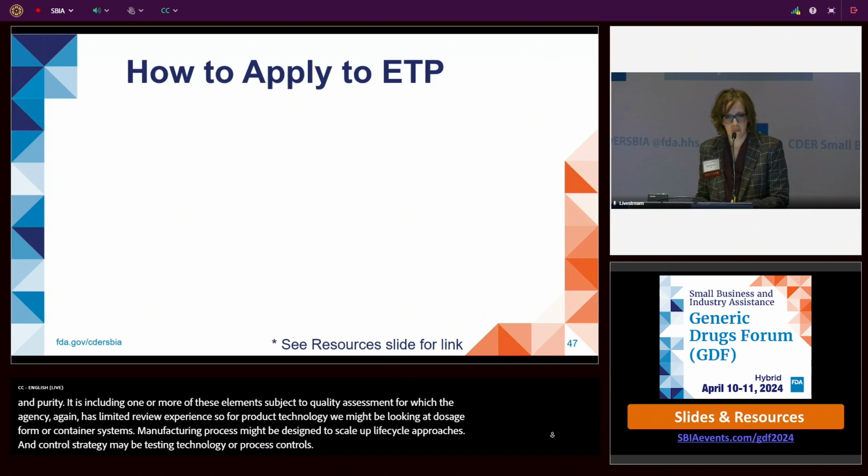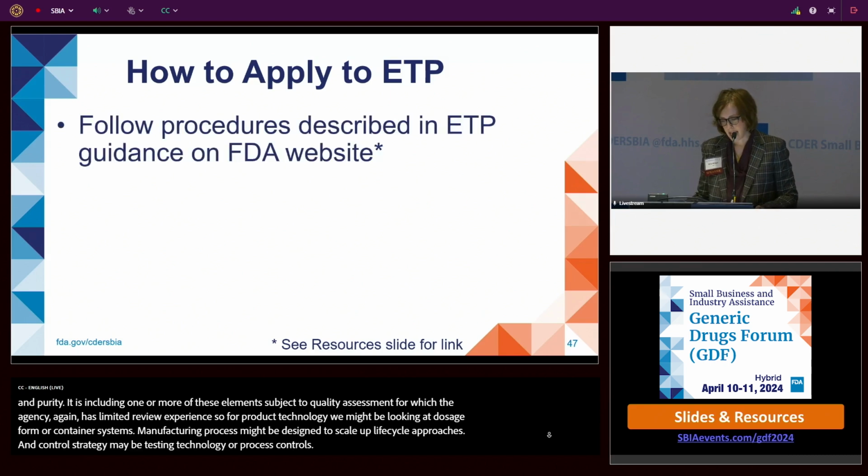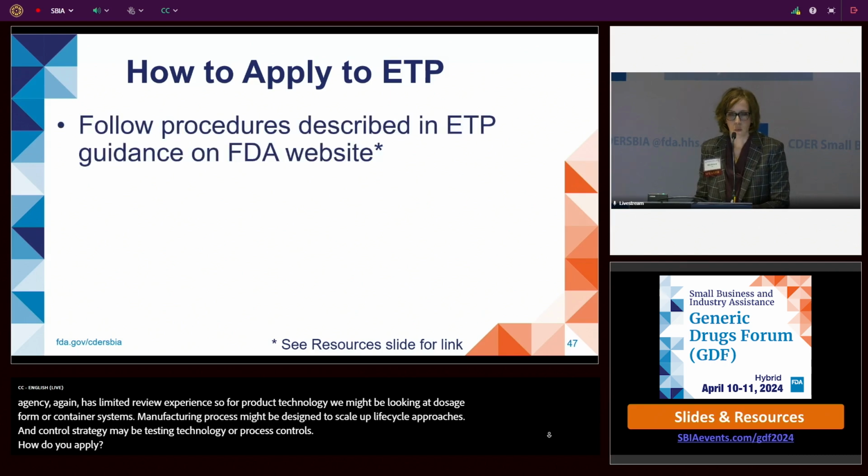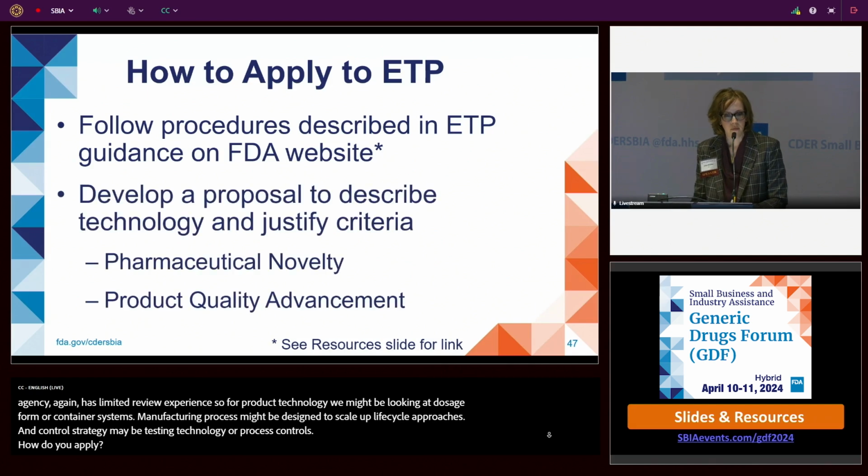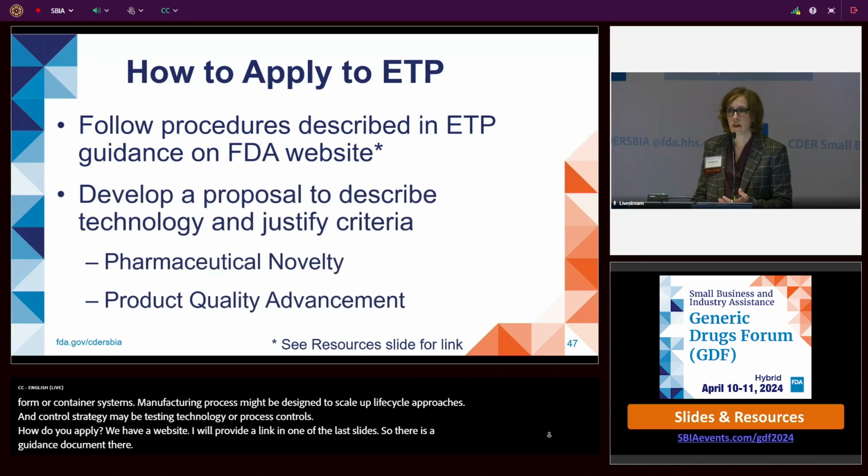How do you apply? We have a website, and I will provide a link in one of my last slides. And so there's a guidance document there. And initially, we asked that you develop a proposal for us. It's about 5 pages we asked for, to kind of keep it short and sweet, and just talk about the novelty and the advancement of it.